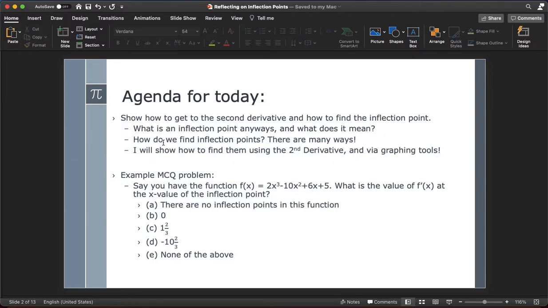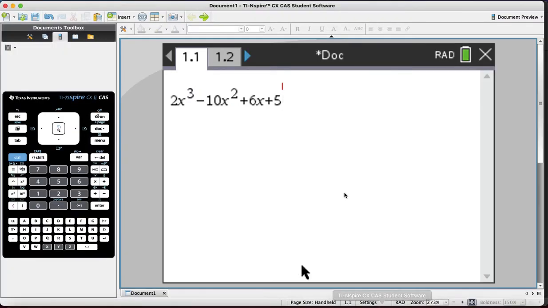So yeah, here's our example MCQ problem. You have the function f of x equals 2x cubed minus 10x squared plus 6x plus 5. What is the value of f prime of x at the x value of the inflection point? So first, let's see if there are inflection points in this function. And I'm going to go to my Ti-Nspire software.